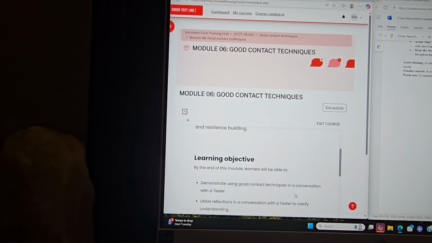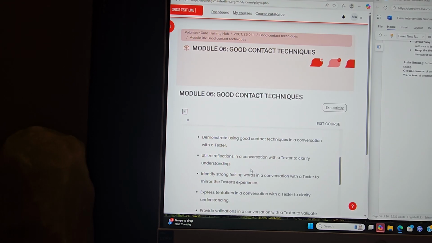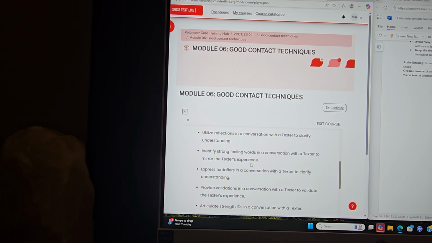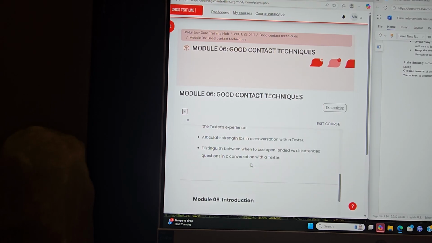Learning objective. By the end of this module, learners will be able to demonstrate using good contact techniques in a conversation with the texter; utilize reflections to clarify understanding; identify strong words and feelings and mirror the texter's experiences; express identifiers to clarify understanding; provide validations to validate the texter's experience; articulate strength IDs; and distinguish between and use open-ended versus closed-ended questions in a conversation with a texter.